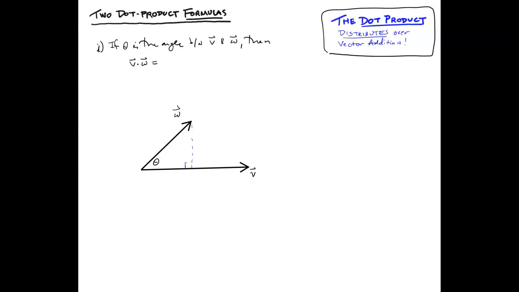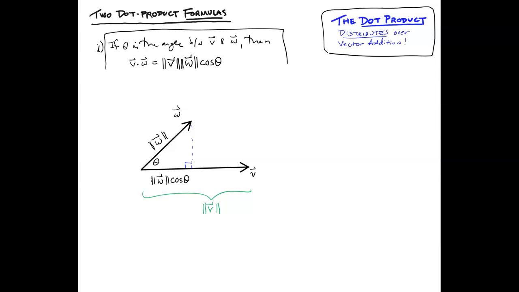We're going to drop a perpendicular right here, and we recognize, of course, that the dot product is going to be the product of this length right here and this length right here. But we know what those two lengths are. This one is going to be the length of w times cosine of theta, just by basic trigonometry, since, of course, the length of w is the length of w. And this one right here is, of course, just the length of v. And so when we multiply those two things together, we get the length of v times the length of w times cosine of the angle between them.